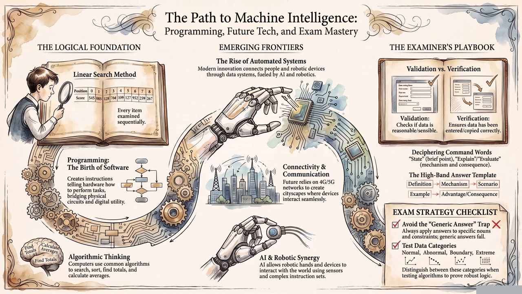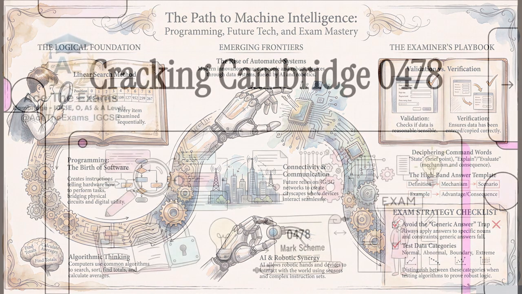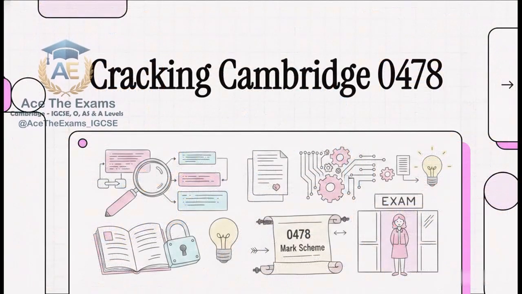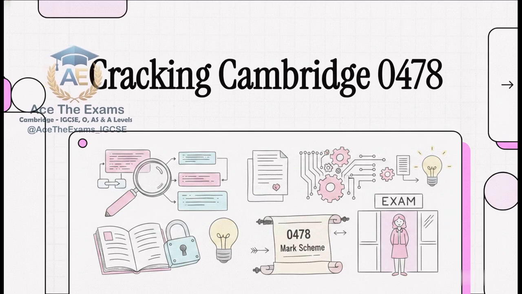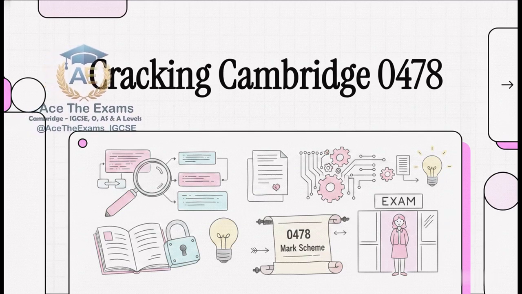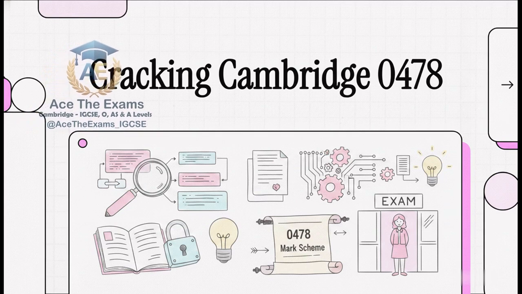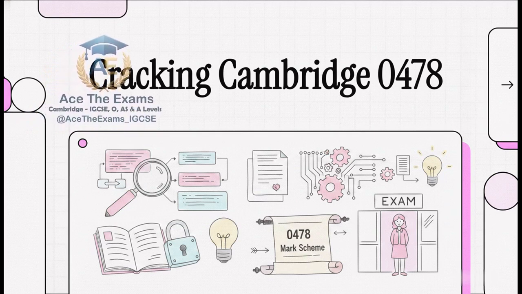All right, let's jump straight into this explainer. We're looking at a massive trap today, one that literally costs thousands of Cambridge IGCSE computer science students their top grades every single year. We are talking about that frustrating gap between what you think an examiner wants to hear and the incredibly precise technical language they're actually demanding.